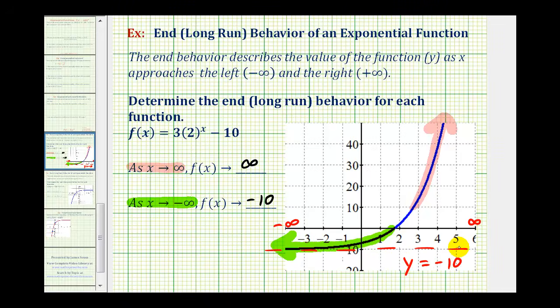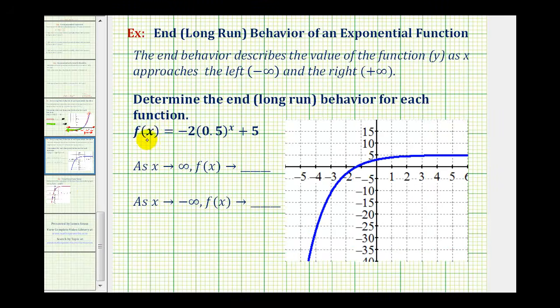Let's take a look at a second example. Here we have f of x equals negative 2 times 0.5 raised to the power of x plus 5. Again, we'll first consider as x approaches positive infinity. So as x approaches positive infinity, notice how we would have 0.5 raised to a higher and higher exponent. But each time we multiply by 0.5, the value gets smaller and smaller. So this first product approaches 0, and therefore the function value will approach 0 plus 5, or 5.